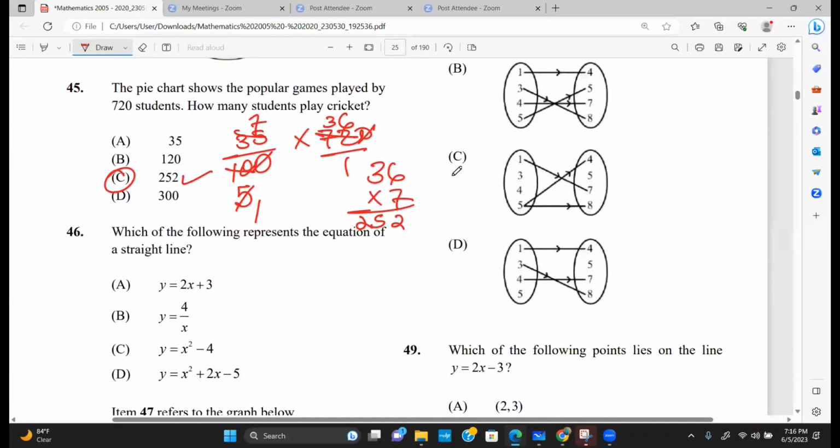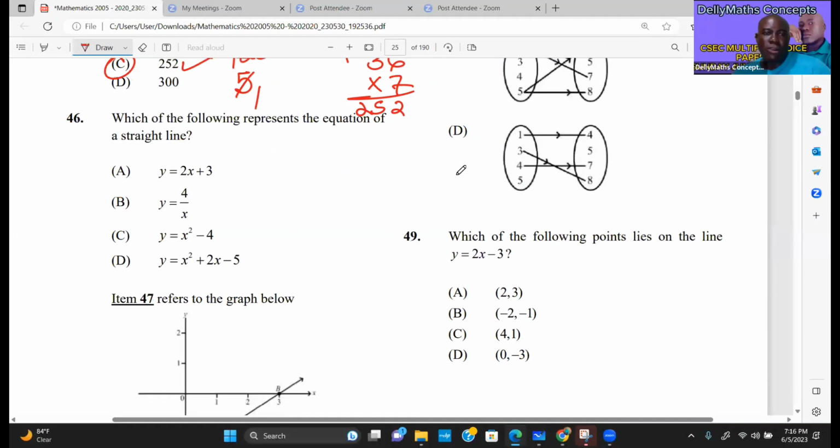Okay, thanks. 46. Which of the following represents the equation of a straight line? The equation of a straight line is given in the form y equals mx plus c. You're looking for that format. This is not it, this is not it, that's not it, this is it. So you're looking for a straight line format. Remember, y equals mx plus c is the equation of a straight line.